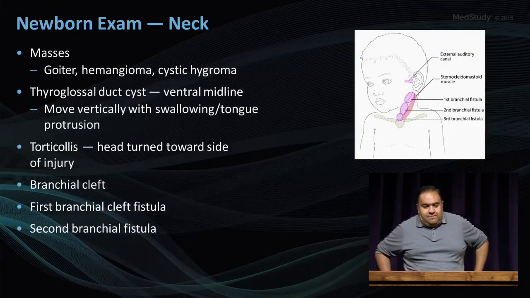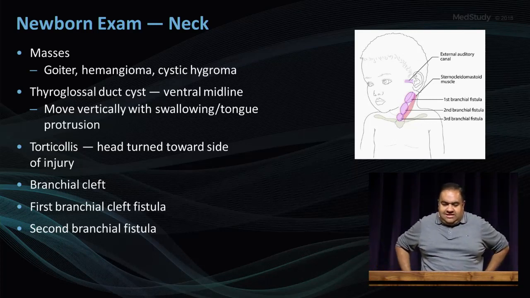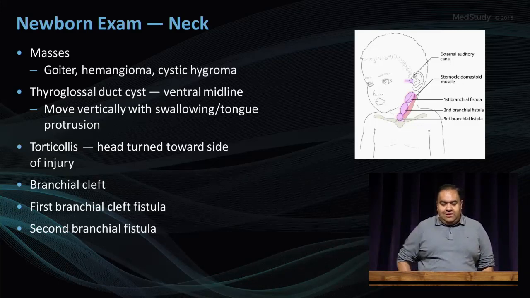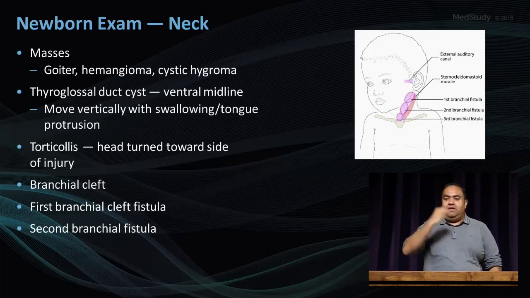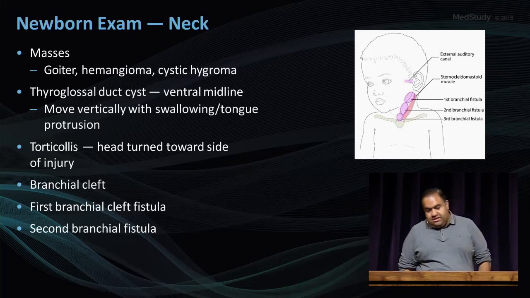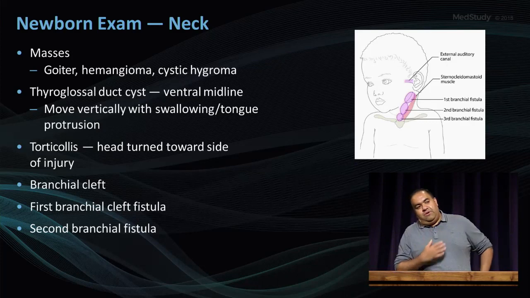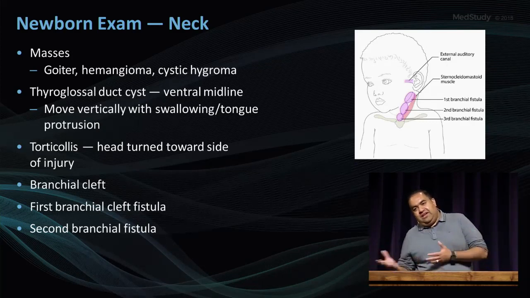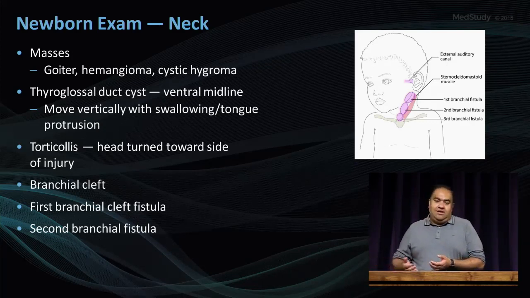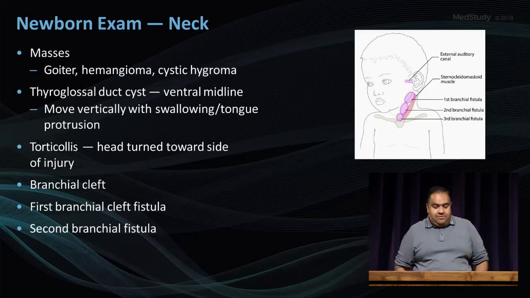The neck, so we look at masses in the neck: goiter, hemangioma, cystic hygromas, thyroglossal duct cysts, ventral midline. You'll usually see it in the center, and as you swallow, it moves up and down. Torticollis is the head turned towards the side of injury, so the kid's neck preferentially wants to be on one side. A lot of physical therapy is necessary to re-stretch that neck because the kid is used to it, and when mom goes to feed the baby, they feed to the preferential side because it's easier. You try to have them switch over to help them out.